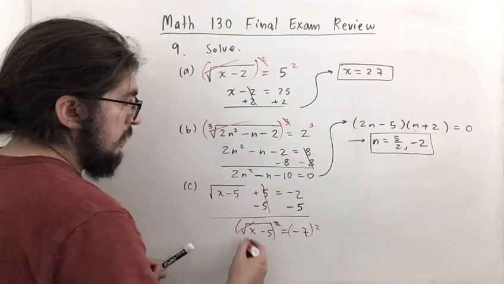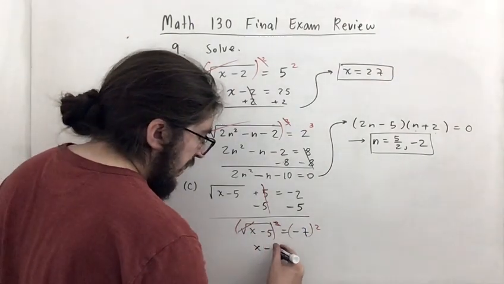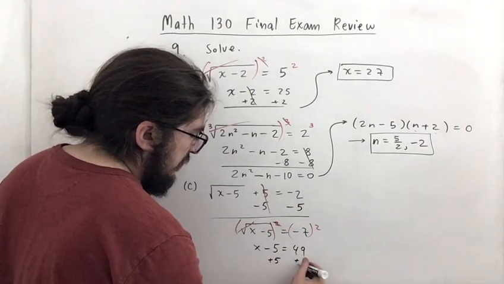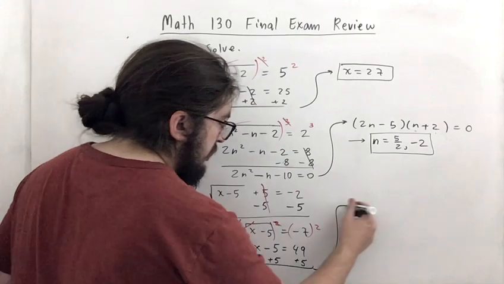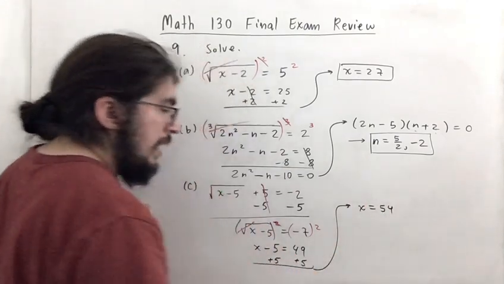That squared cancels the radical. And you see that we have x minus 5 is equal to 49. So you add 5 to the other side, you get 54. X equals 54. But it's not a valid solution.